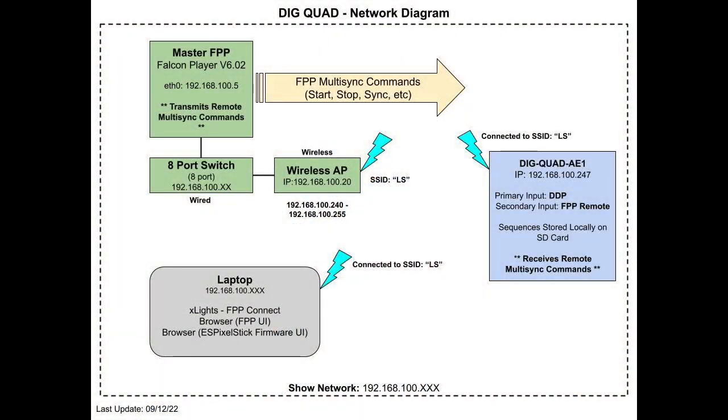Next, let's take a quick look at my network diagram so you have a better understanding of how the devices are connected together and how communication occurs. I have a very simple wired and wireless network for this demo. It includes a Falcon Player, or FPP, running version 6.02 on a Raspberry Pi, an 8-port switch, and a wireless access point with the SSID of LS for light show, a DIG quad, and my laptop running xLights. Both the laptop and the DIG quad are connected to the wireless AP. Once everything is configured, the FPP will send out multisync commands to the listening DIG quad.